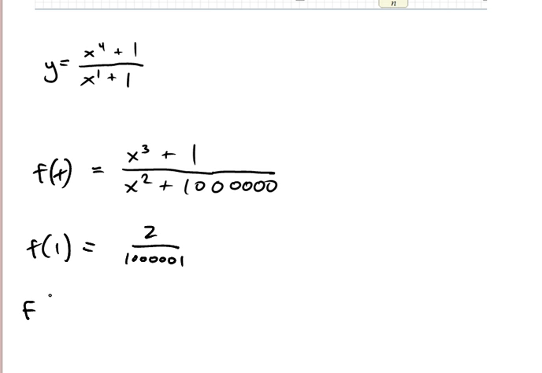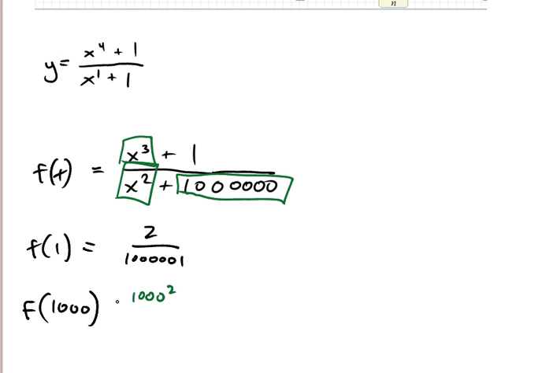So yes, it's true. At the beginning, the denominator is going to be bigger than the numerator. But inevitably, as the numbers get bigger and bigger, when we do f of 1,000, for instance, this 1 million just isn't going to matter anymore, because the x to the third is going to get significantly larger compared to the x squared. So f of 1,000, 1,000 to the third power plus 1, is going to be more significant. I'd have to check the numbers, but I think it's already going to pass that.